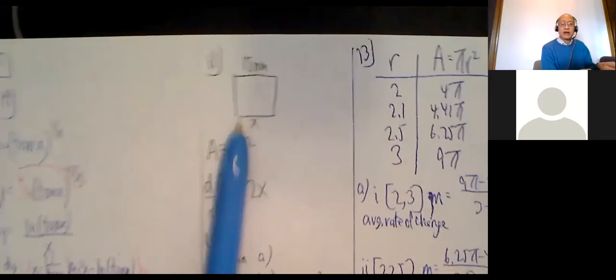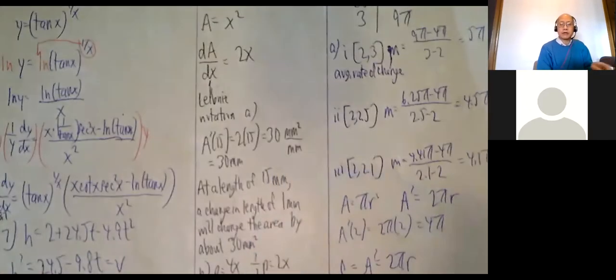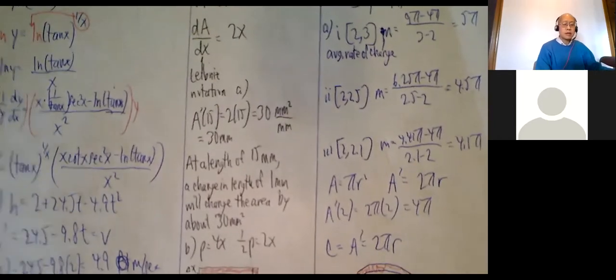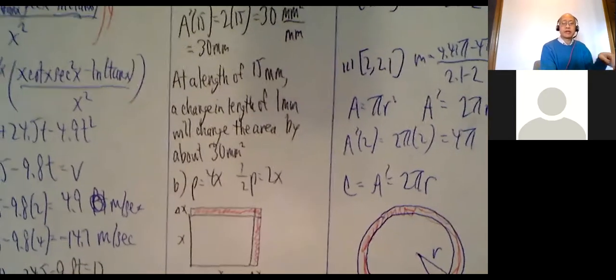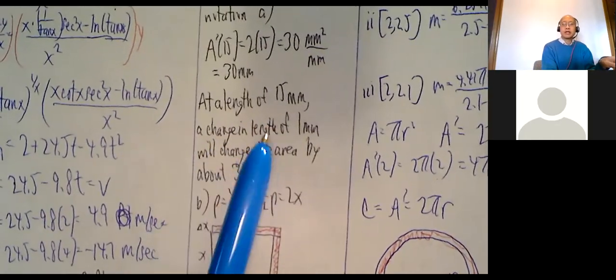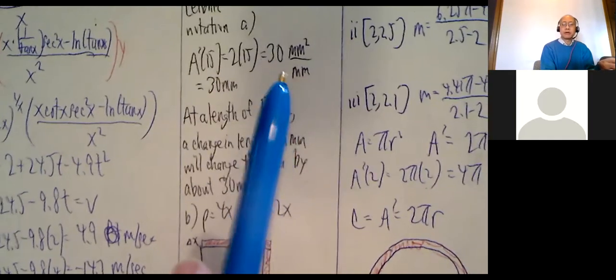Okay, so that means if I change this by 1 millimeter, the area should change by roughly 30. Okay, and there's my language of it. They asked for the interpretation. At a length of 15 millimeters, a change in length of 1 millimeter would change the area by about 30 millimeters squared.